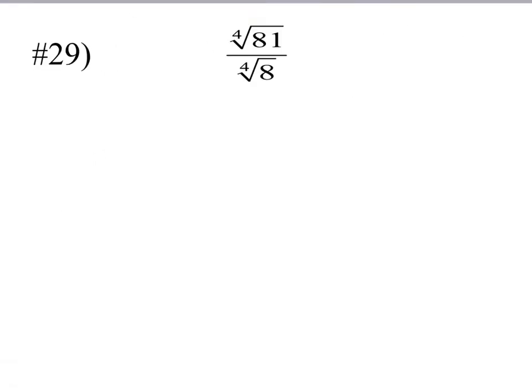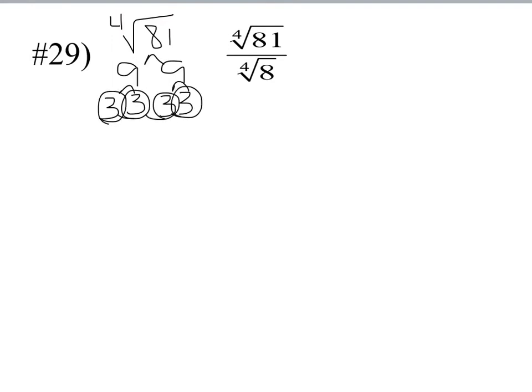Alright, we've got some decently large numbers here with 81. Let's see if we can simplify this at all before we do anything. So if I have the fourth root of 81, 81 is 9 times 9. 9 is 3 times 3. So I need 4 in order to bring a number out front. So the fourth root of 81 is just 3.